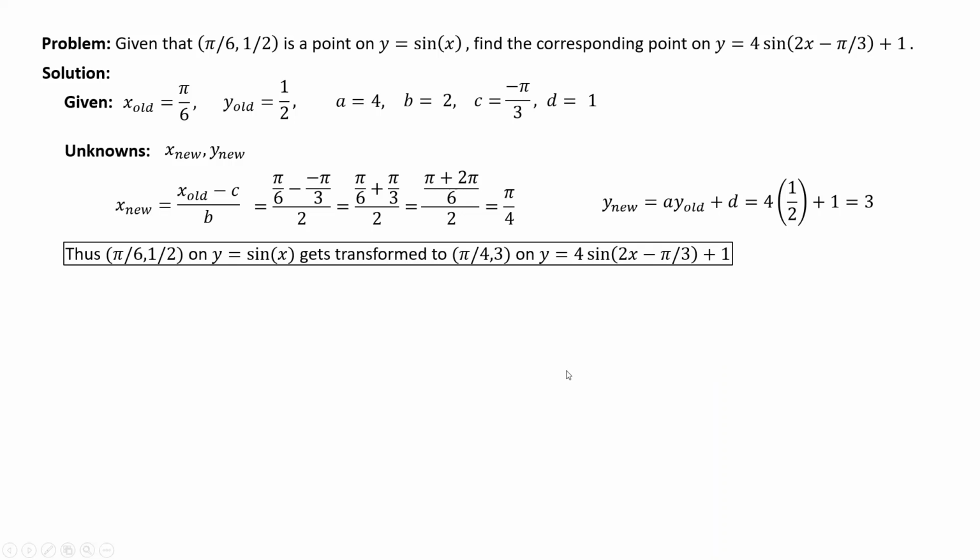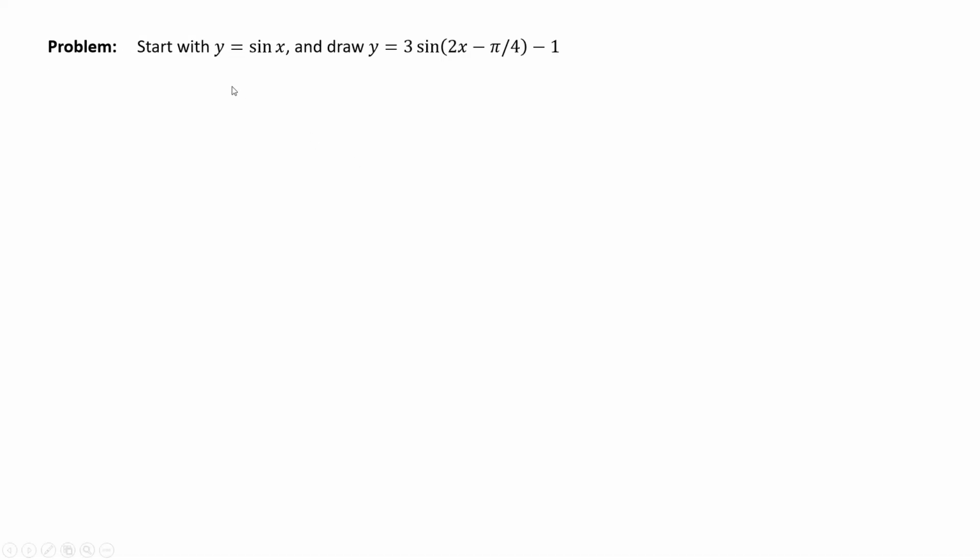And now, in the next problem, I seem to be saying, start with the y equals sine x graph and draw the whole graph: y equals 3 sine of (2x minus pi/4) minus 1. The whole graph. What? How can we do this? Oh, we can easily do this.